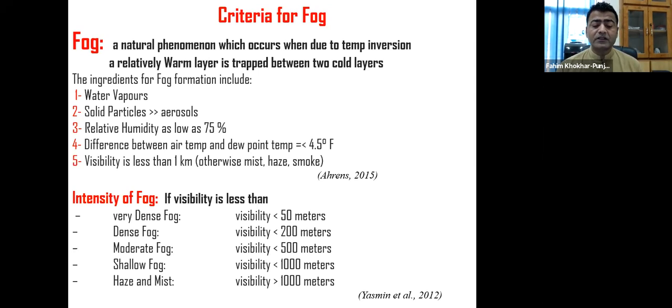Then we discriminate different types of fog on the basis of visibility conditions. Very dense fog is when the visibility is less than 15 meters, and dense fog when it's more than 50 meters and less than 200 meters. Moderate fog is when it is less than 500 meters. Shallow fog is when it's less than 1,000 meters, and it's referred to as haze and mist when the visibility is more than 1,000 meters.